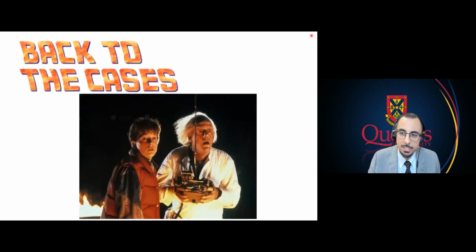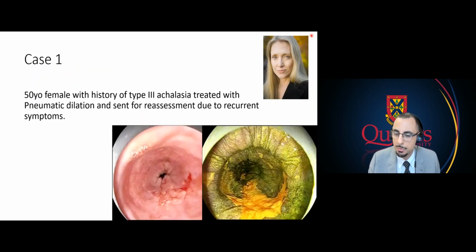So we'll go back to the cases and see how we manage them. The first case is the lady with type 3 achalasia and this squamous lesion that we saw here, which we predicted would be mostly mucosal with potentially a focus of superficial submucosal carcinoma.